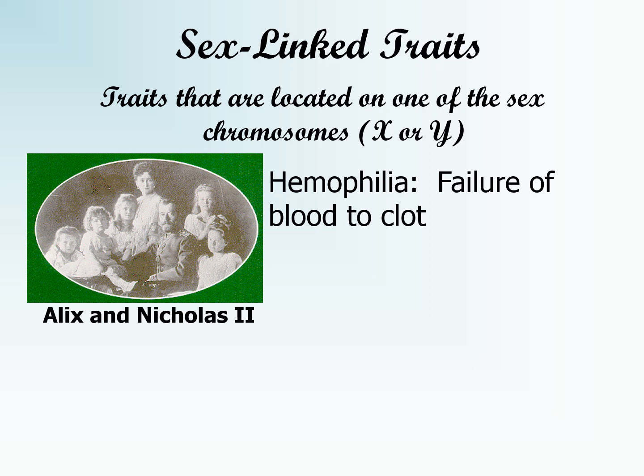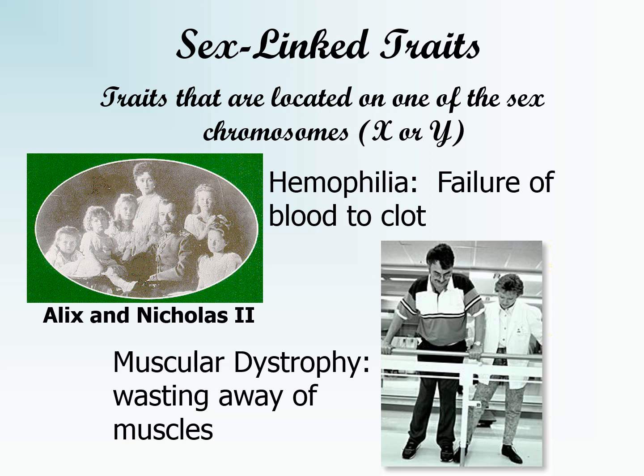Some classic examples of sex-linked traits are hemophilia, and hemophilia is a disorder where an individual has a difficult time clotting their blood. Another one is muscular dystrophy, where a person is born with muscles attached to their skeleton, for example, and these muscles will slowly start to waste away, and the person does not have the ability to build muscle mass or replace the lost muscle.